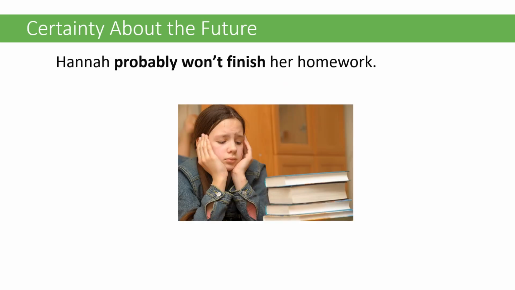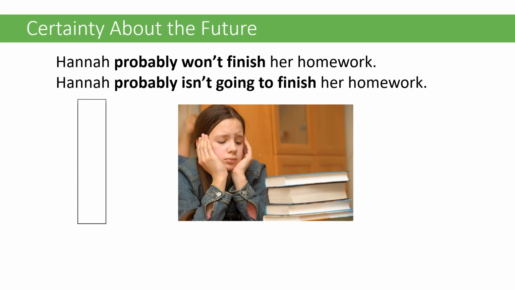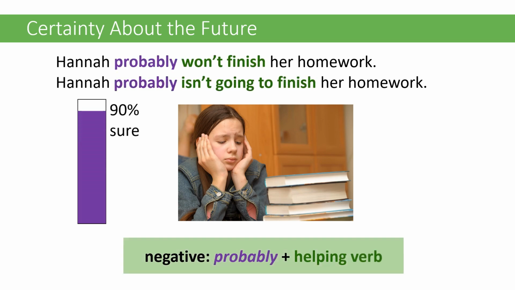When the statement is negative, use probably before the helping verb. Hannah probably won't finish her homework, or Hannah probably isn't going to finish her homework. So this is a difference, right? So when it is negative, probably comes at the beginning. When it's positive, probably goes in the middle.